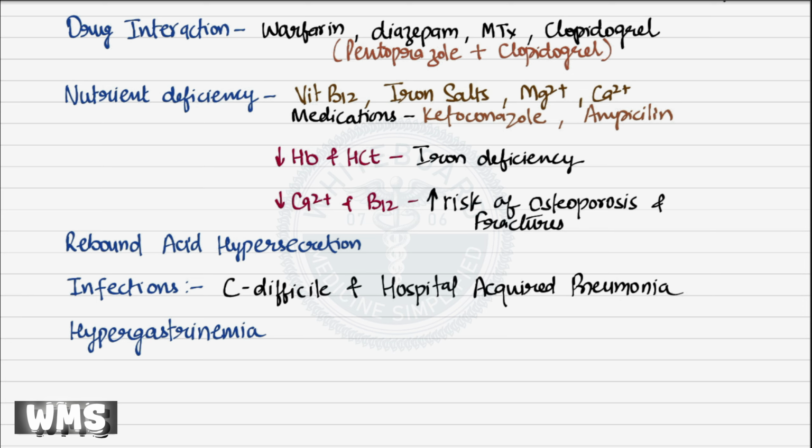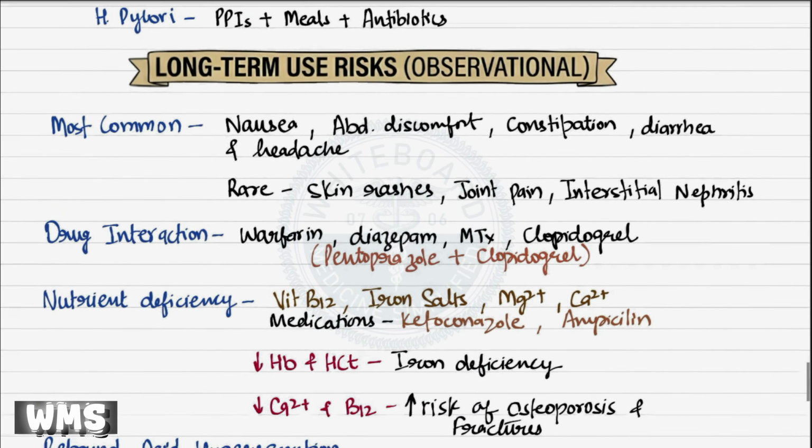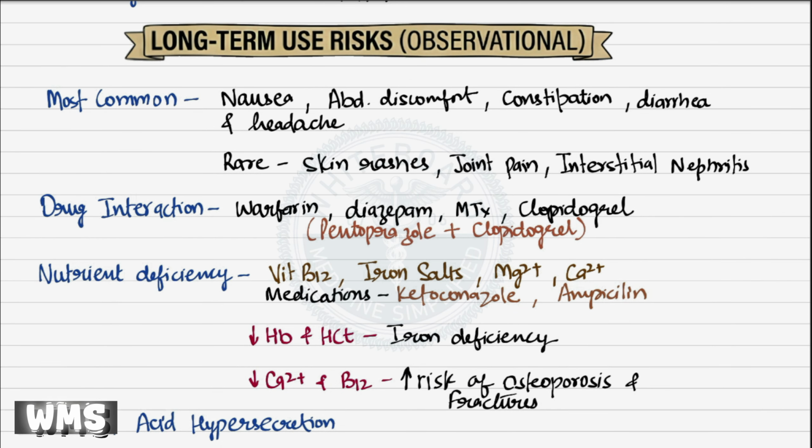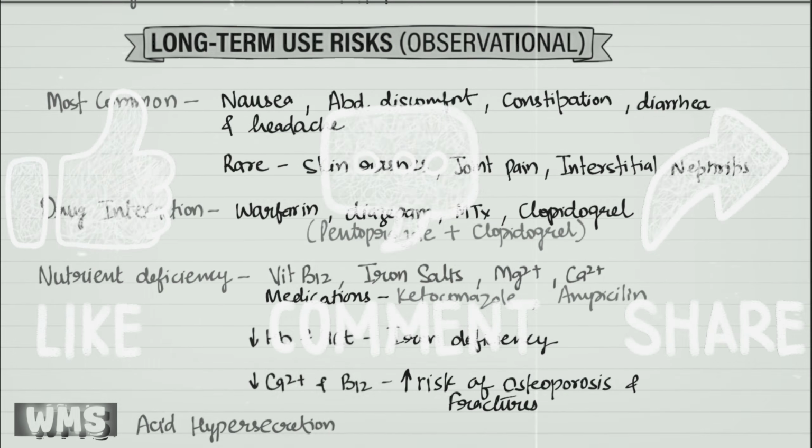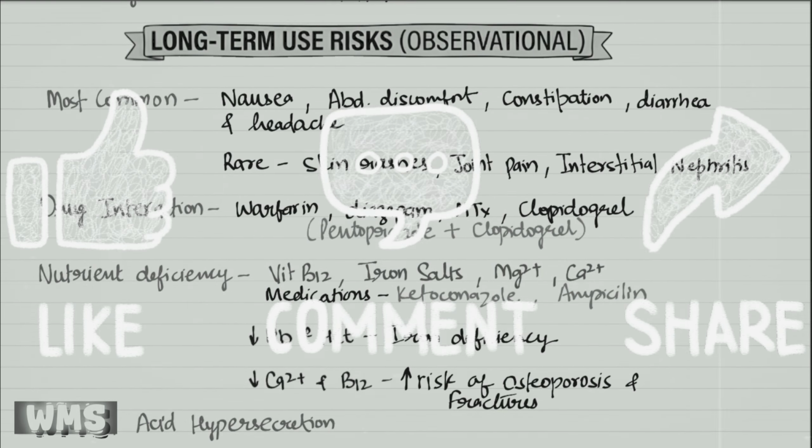Finally, some observational studies have suggested possible associations between long-term PPI use and conditions such as chronic kidney disease or dementia. However, the current evidence remains limited and has not been conclusively proven by strong prospective clinical trials.